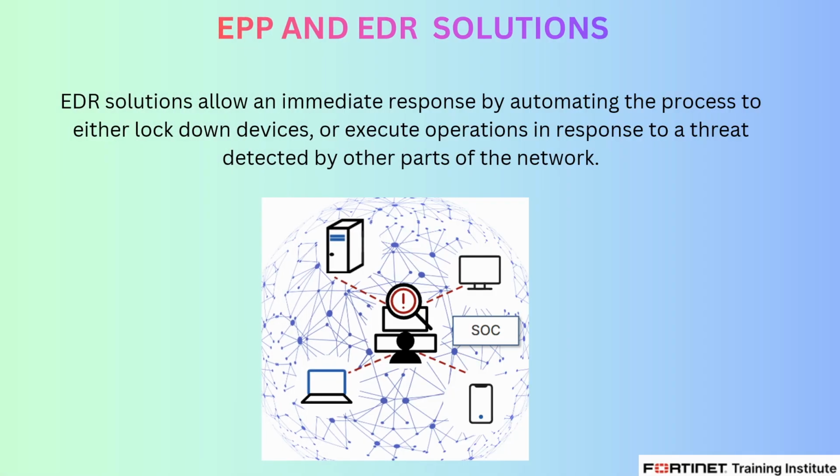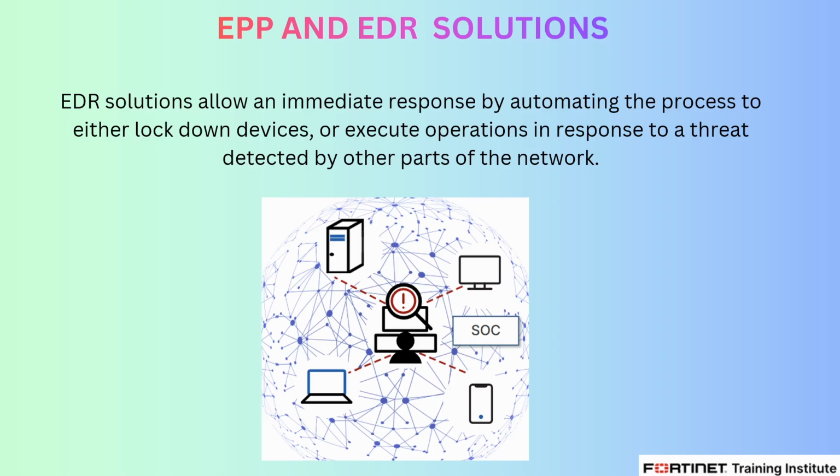EPP and EDR solutions work together to provide a layered approach to endpoint security. While EPP focuses on preventing known threats, EDR adds advanced detection and response capabilities. A key advantage of EDR is its ability to automate the immediate response to threats detected anywhere in the network.